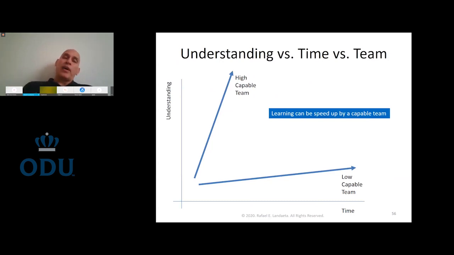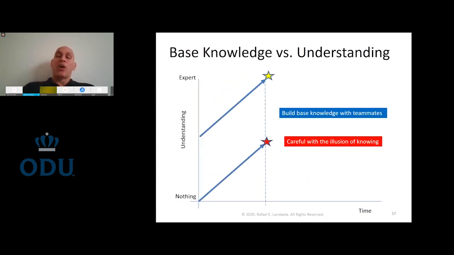Very important with this slide, what I'm trying to say is that learning needs to happen through time, but the sooner that happens, the better, right? So having a highly capable team will enhance the absorbing capacity and data collection capabilities more than having a low capable team. It really speeds up your understanding and helps you to gain time.